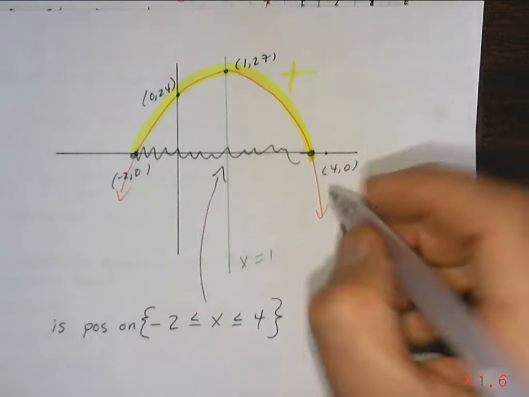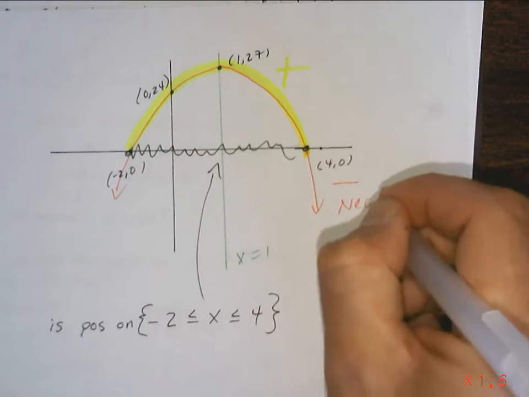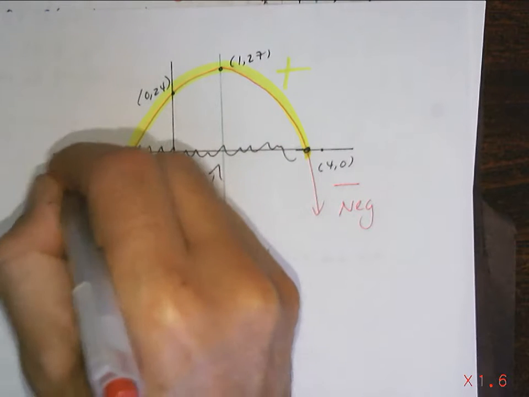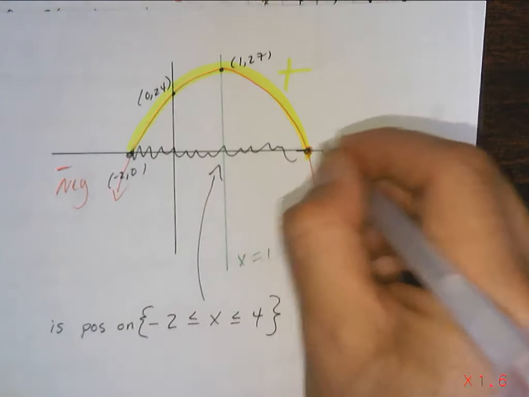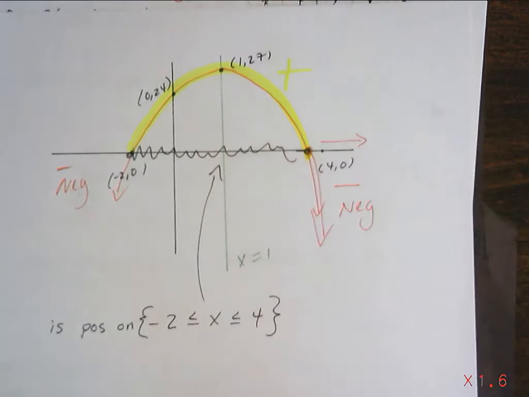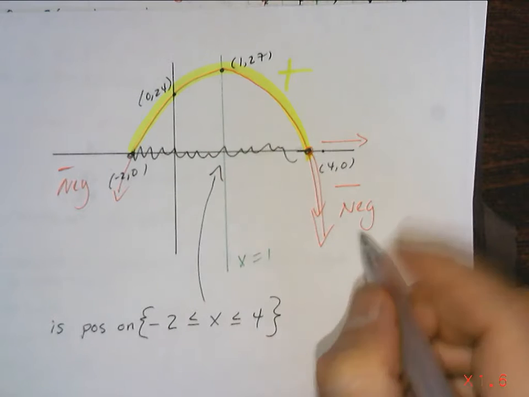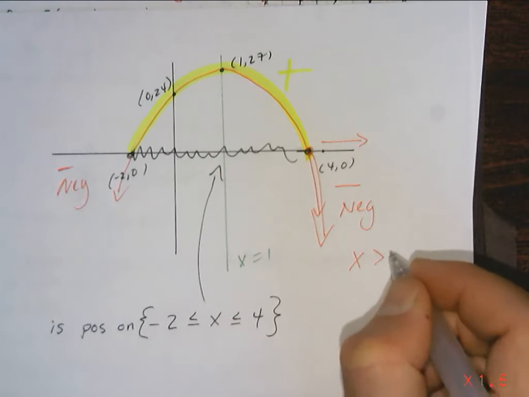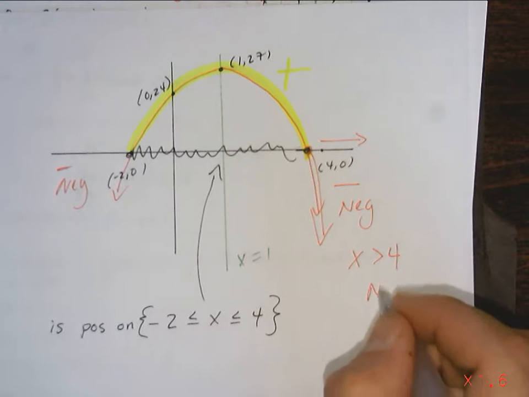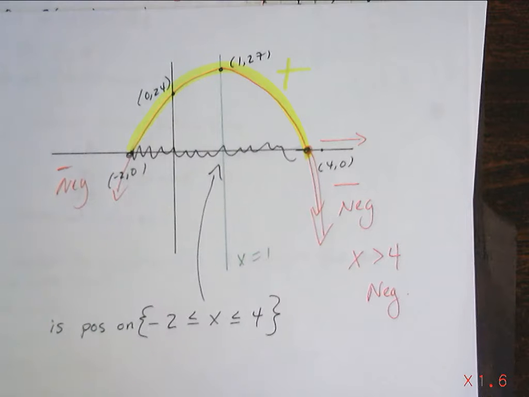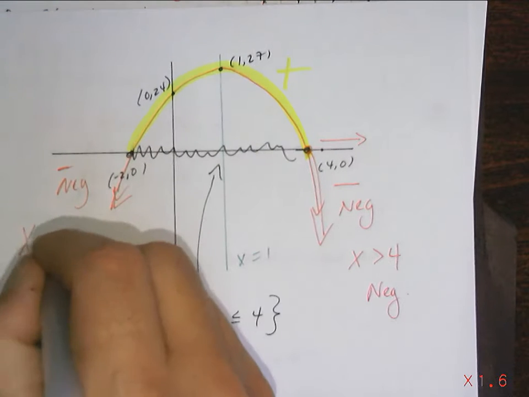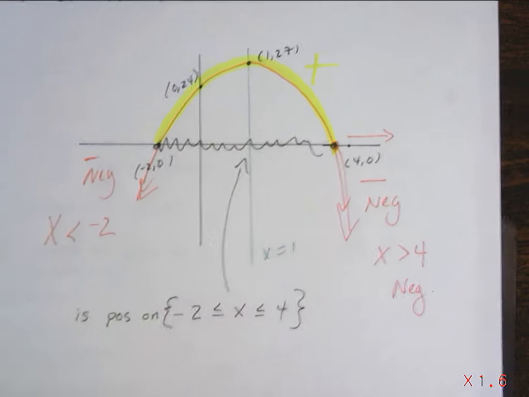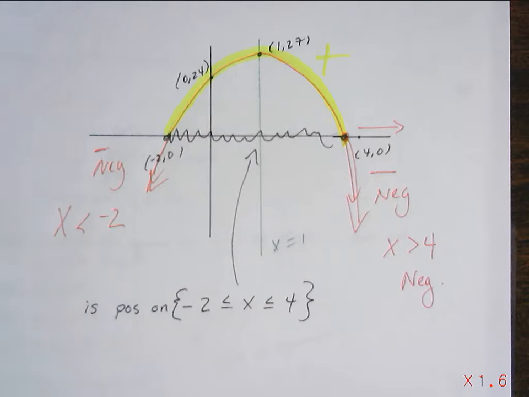Now, do we all agree that it's negative here, and it's negative here? Looking to my studio audience. So for all values of x greater than 4, my function is negative. Well, that's what I just said. For all values of x greater than 4, it's going to be negative. And over here, for all values of x less than negative 2, it's going to be negative. Do we agree?